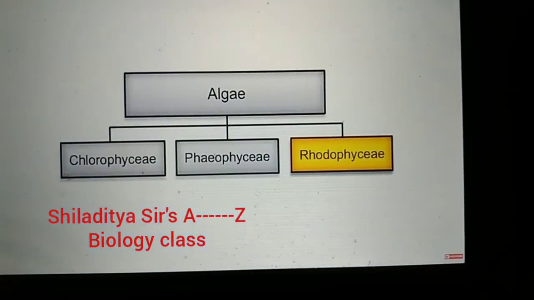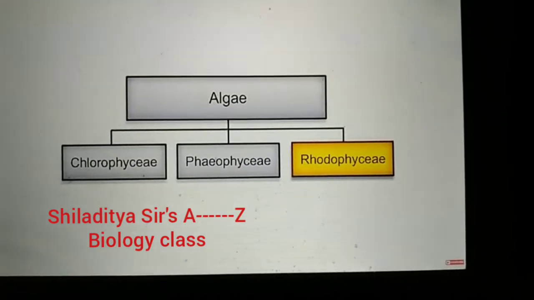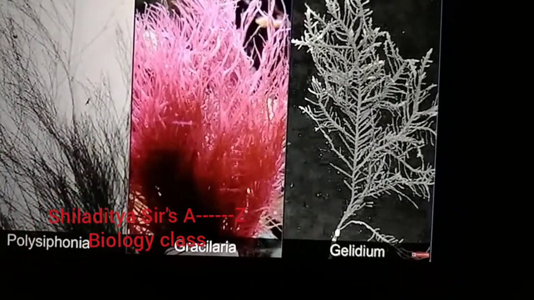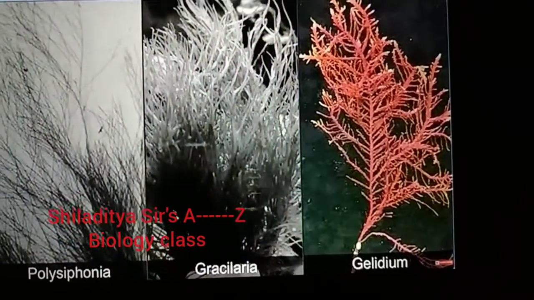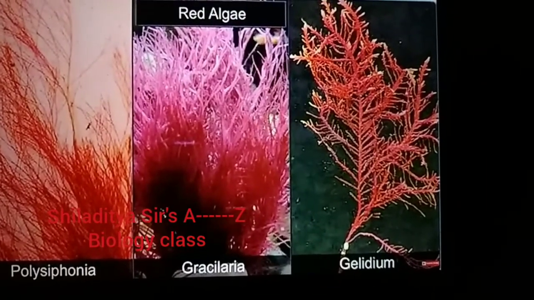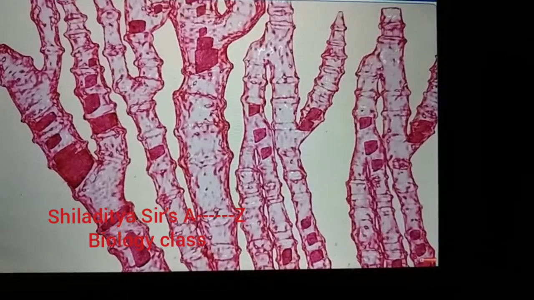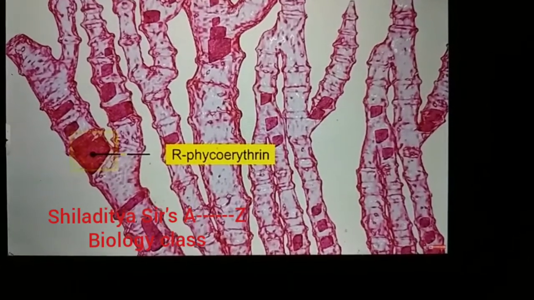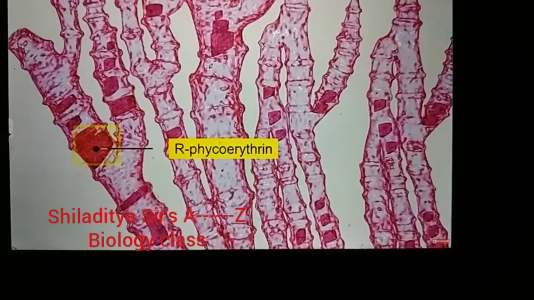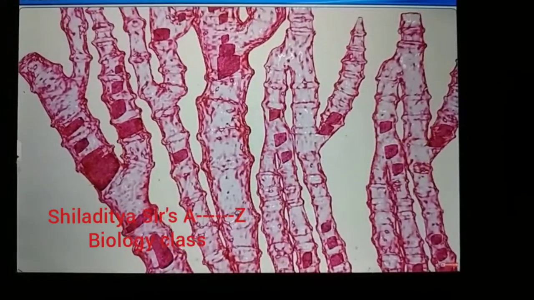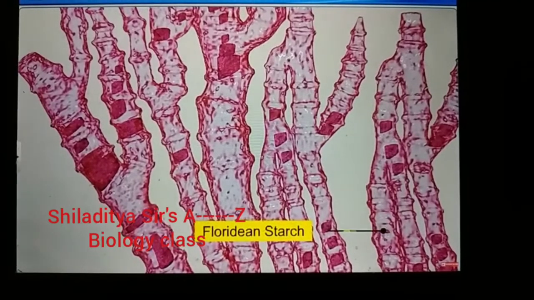Rhodophyceae is another class of algae whose members include Polysiphonia, Gracilaria, and Gelidium. The members are often called red algae. The red color is due to a high concentration of the red pigment R-phycoerythrin. The thalli of red algae are multicellular, and food is stored as floridean starch inside the cells.